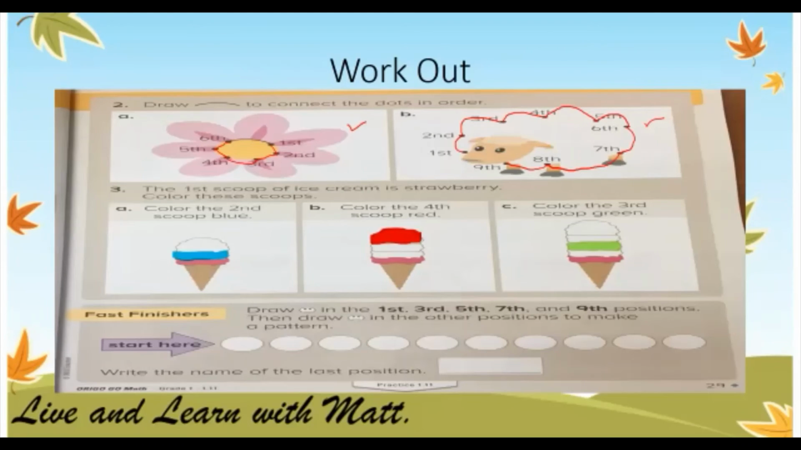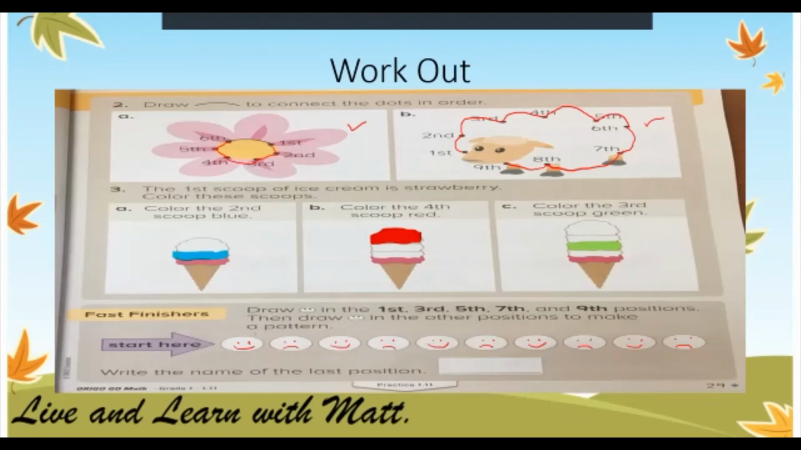For the fast finishers, draw a happy face in the first, third, fifth, seventh, and ninth positions. Then draw a sad face in the other positions to make a pattern.